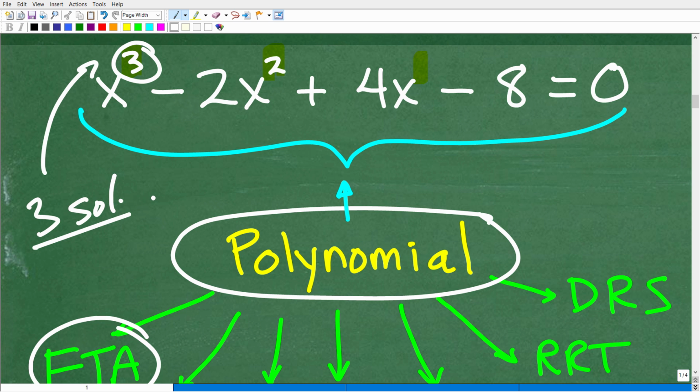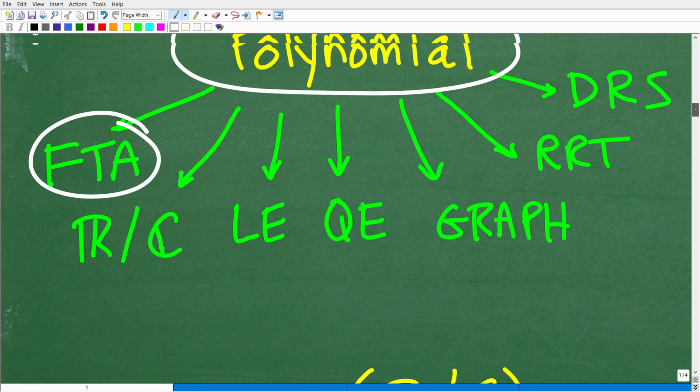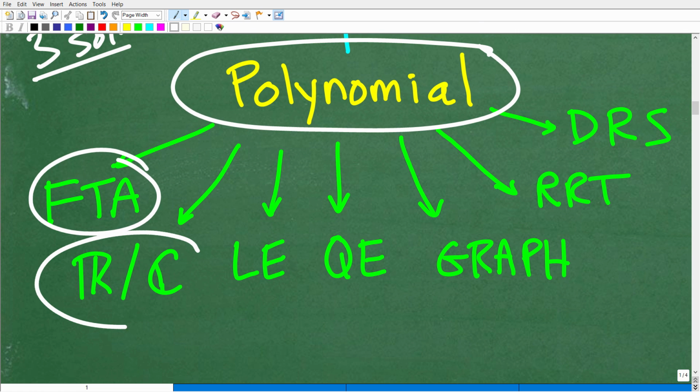So that's pretty awesome because now we know how many solutions we're looking for. But what type of solutions? Well, they could be real and/or complex or imaginary, as we have in this case, right? So we have a positive 2, that's a real number, but then we have plus or minus 2i, which are imaginary numbers, which are part of the complex number system.